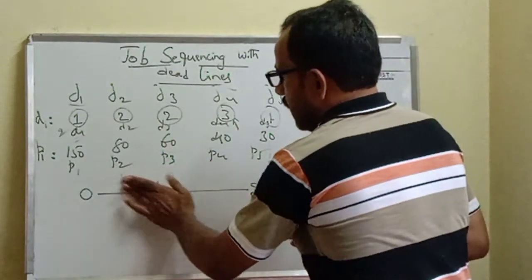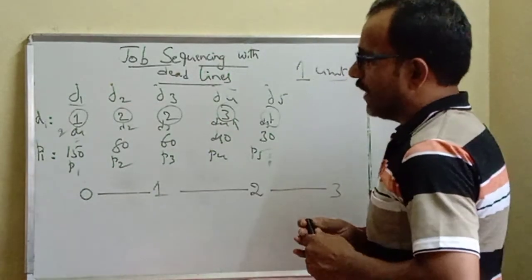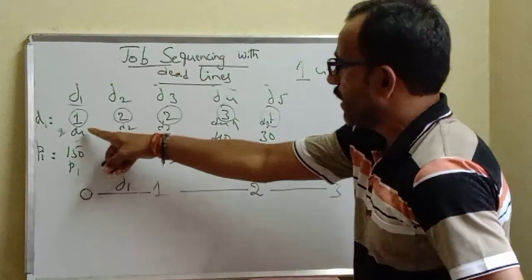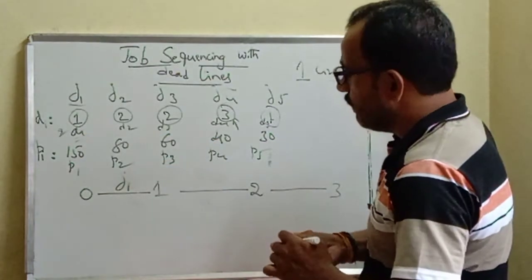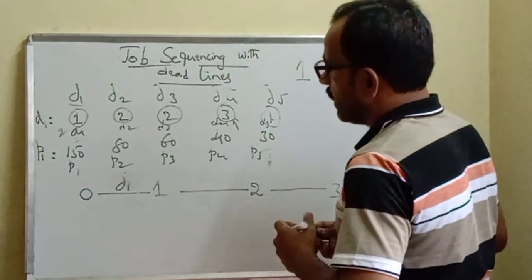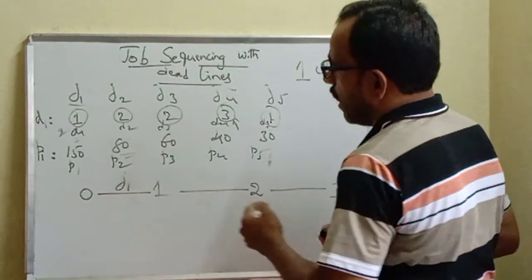But luckily, job 1's deadline is 1 unit here. Then we must execute job 1 here only. We cannot execute it elsewhere, because within one hour we must execute it, otherwise it will expire. Then what about the deadline of the next maximum profit job?